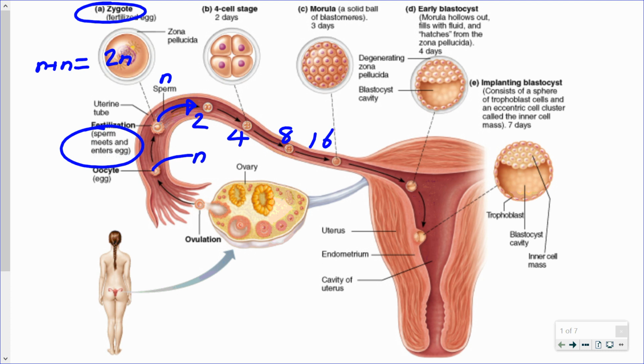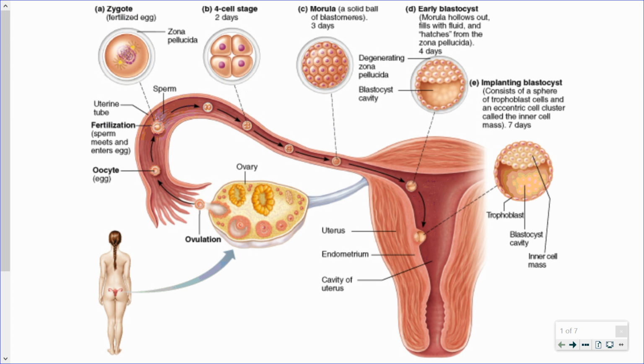All of this is taking place as what I'll call the early embryo is traveling through the fallopian tube from the upper two-thirds where fertilization took place and toward the uterus. All of these divisions are mitotic divisions. And of course, mitosis is the process that is going to produce genetically identical cells.